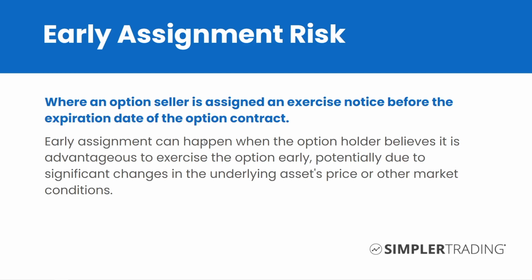We then, of course, have the risk of early assignment, where an option seller is assigned an exercise notice before the expiration date of the option contract. Early assignment can happen when the option holder believes it is advantageous to exercise the option early, potentially due to significant changes in the underlying asset price or because of other market conditions.